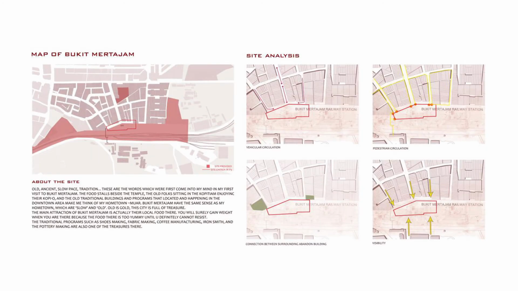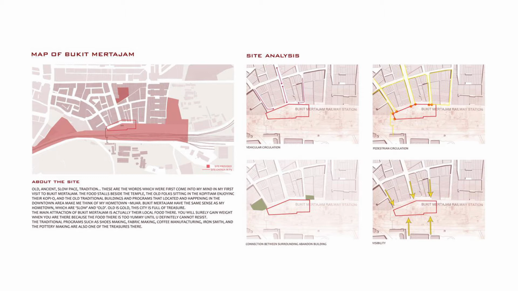So coming to the introduction. This one is the map of Bukit Mertajam, and the red area is the site that was provided, and the red line is the site that I've chosen. During the site analysis, I analyzed the site in 4 aspects, which are vehicular circulation, pedestrian circulation, connection between the abandoned buildings, and also the visibility.